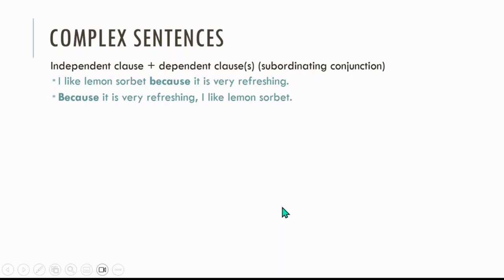So moving on to complex sentences. Here's where we get those dependent clauses that we were talking about earlier. So we've got an independent clause. It's a complete sentence on its own. But what about adding a thought that's dependent on it? You can do that by using a subordinating conjunction.